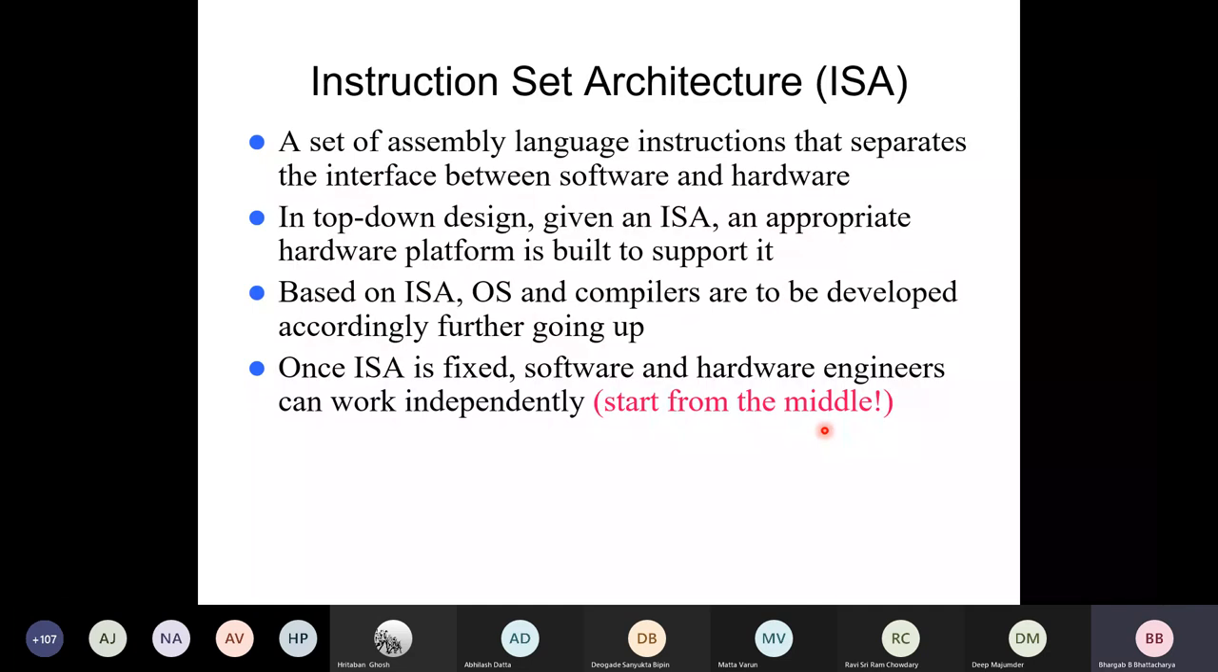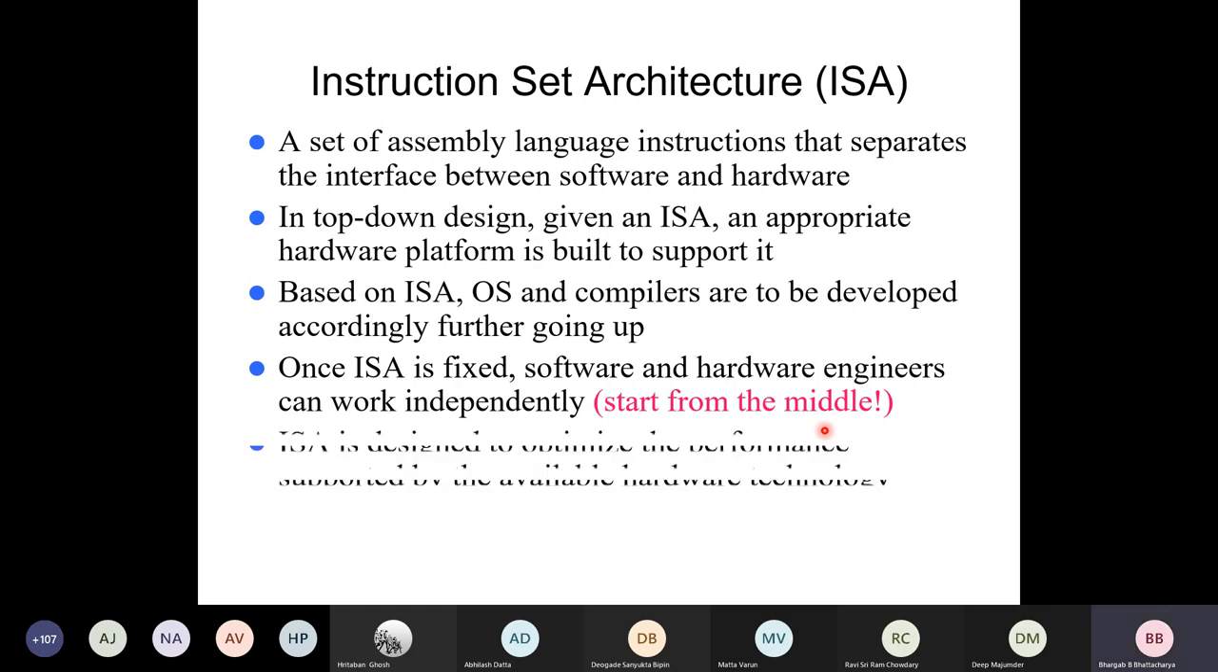And once the ISA, or instruction set architecture, is fixed, and this is an important issue, then software and hardware engineers can work independently, right? The hardware engineers would work independently to implement that instruction set. The software engineer would assume that that instruction set would be available and keep on building up their software. So the hardware engineer and software engineer can work independently. You can start from the middle. So a very important issue, and the ISA has to be designed in such a way that it optimizes the performance supported by the available hardware technology.